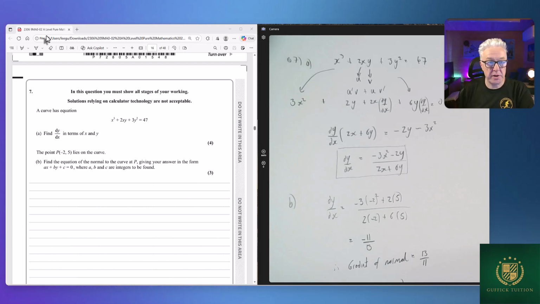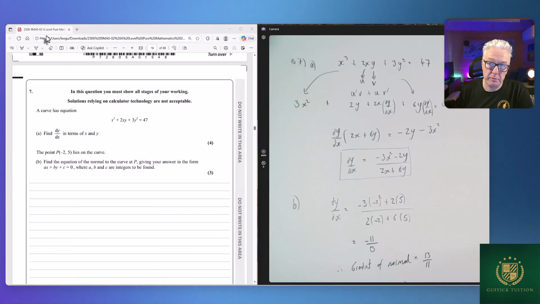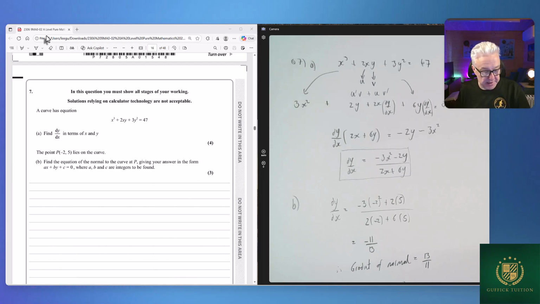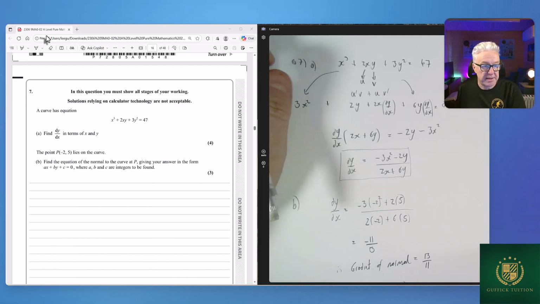Hello everyone, this is question 7 on paper 2 from 2023 for Edexcel, and it's a nice implicit differentiation question. It says a curve has the equation x cubed plus 2xy plus 3y squared equals 47. Find dy by dx in terms of x and y.